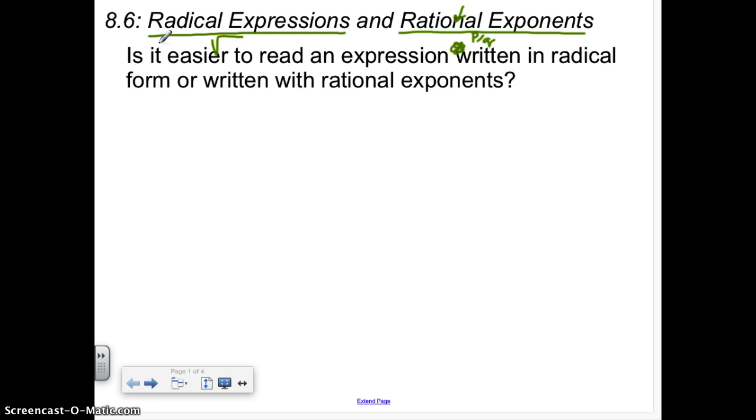Question for you: is it easier to read an expression written in radical form, so written like this? Or would you rather see it written with rational exponents? For me, sometimes it's easier to go, oh yeah, I recognize that fraction, or oh yeah, I recognize that radical. So depending on what the problem is, it might be easier to deal with it one way versus another way. But you have to find out what you like, because we can write every problem both ways. Before we get into how we do that, let's talk about radical expressions first.